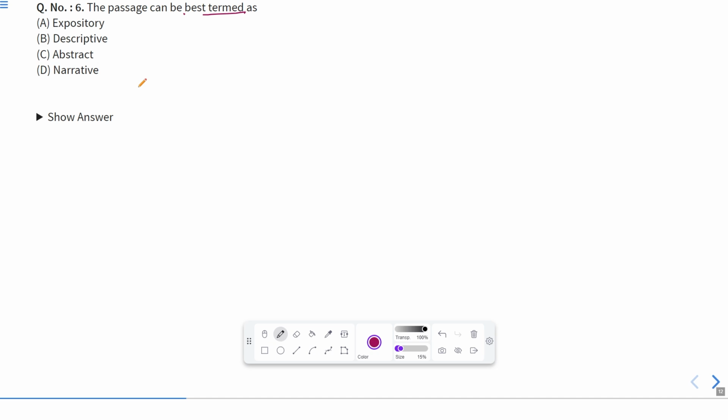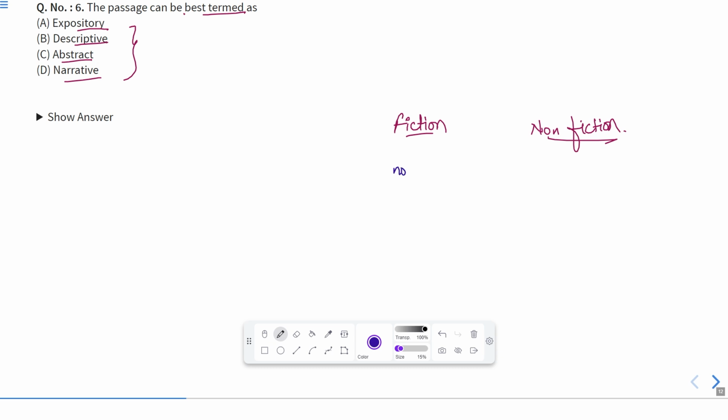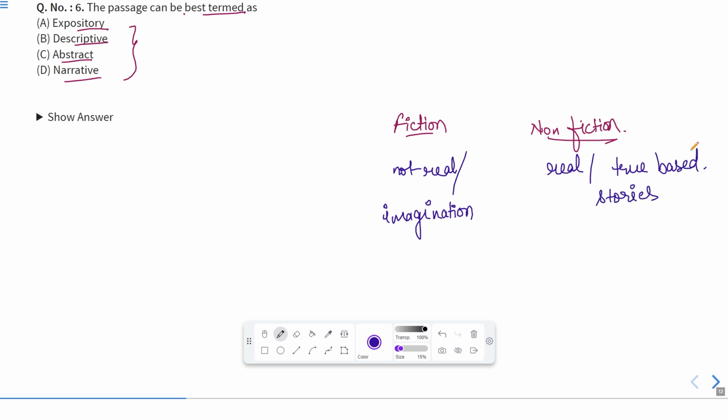So the passage can be termed as, now how can you define this passage? Expository, descriptive, abstract, or narrative. Now these are actually four genres of fiction or non-fiction writing. You can say literature. Now literature can be divided into two types: fiction and non-fiction. First of all, let us try to understand the difference between fiction and non-fiction. Fiction is basically when you talk about something which is not real, it is just imagination. So fiction are those type of situations which are just imaginary and not real, whereas non-fiction are real or true based stories. For example, if you talk about some biographies or autobiographies, these are non-fictions.